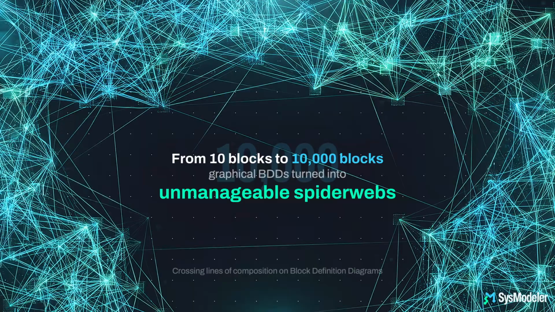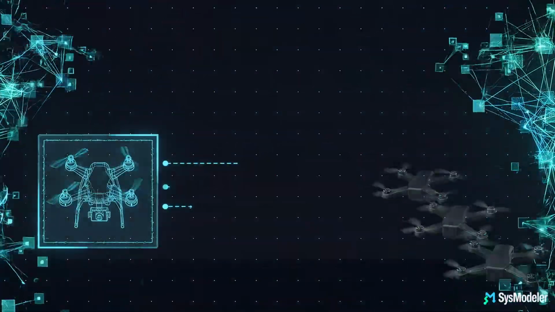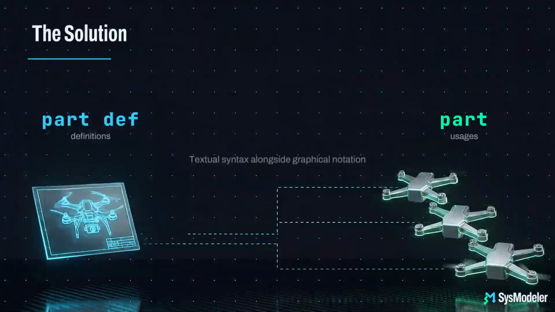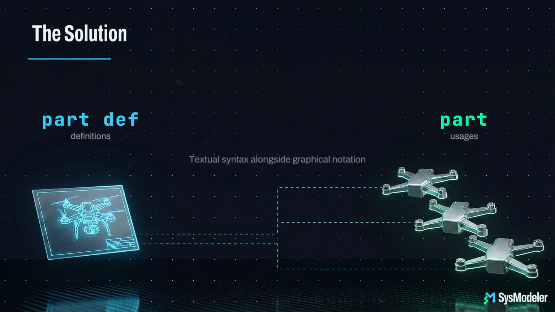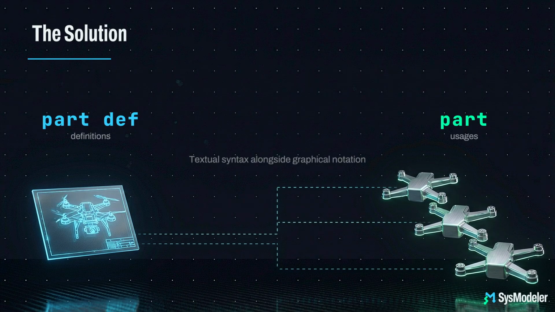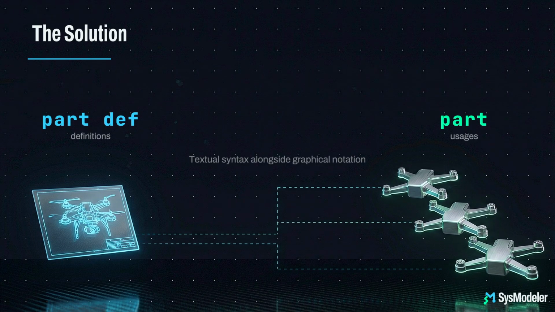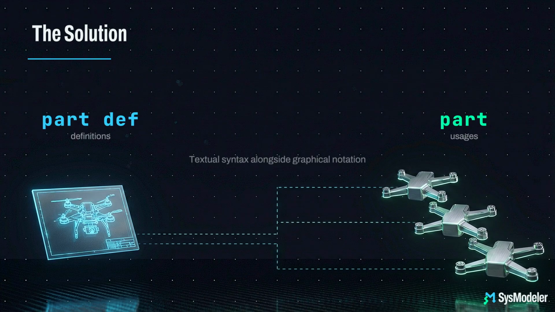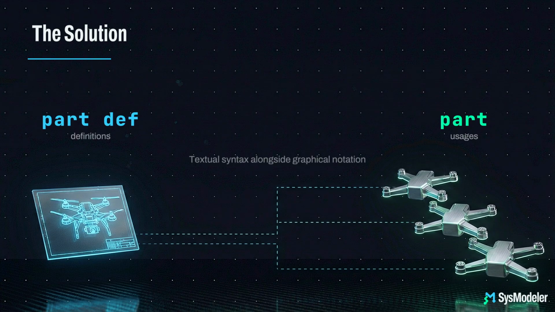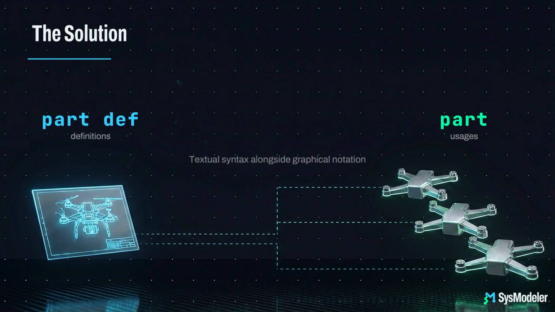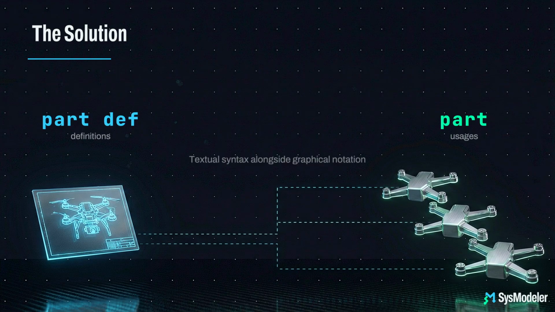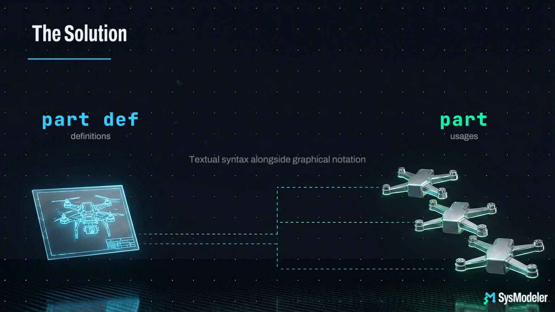Instead of defining the system as a block, we now use the partDef keyword for definitions and part for usages. This allows engineers to build clean, deeply nested structural hierarchies directly in text without being forced to rely on drawing graphical lines. So, how exactly does SysML v2 change our approach?